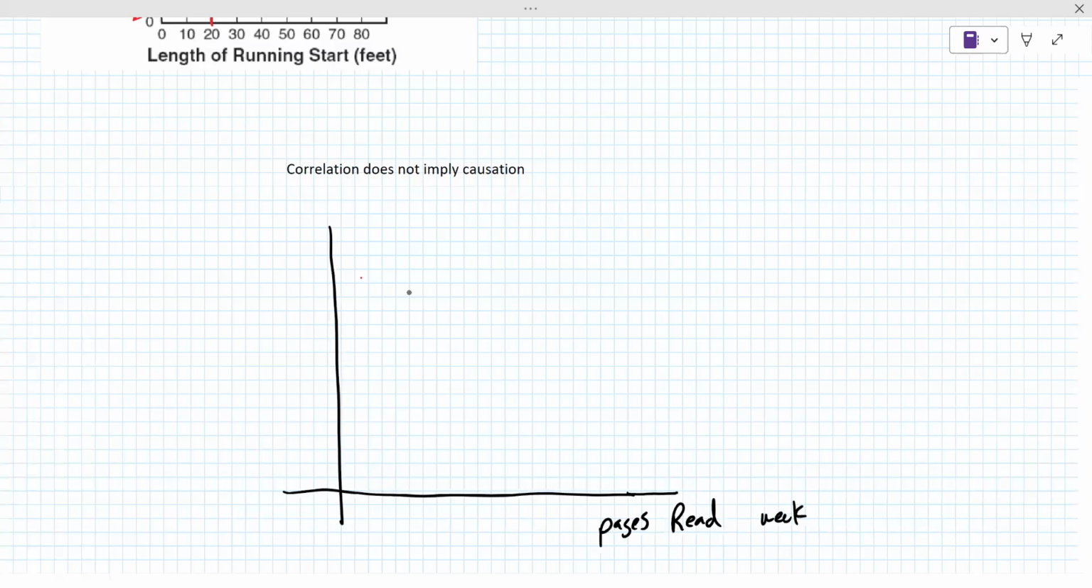So let's say this is pages that you read in a week, and this is Matthew's, that's me, golf scores. Okay. And let's say we plot some data and it looks like that. Would you say that these two things are correlated?